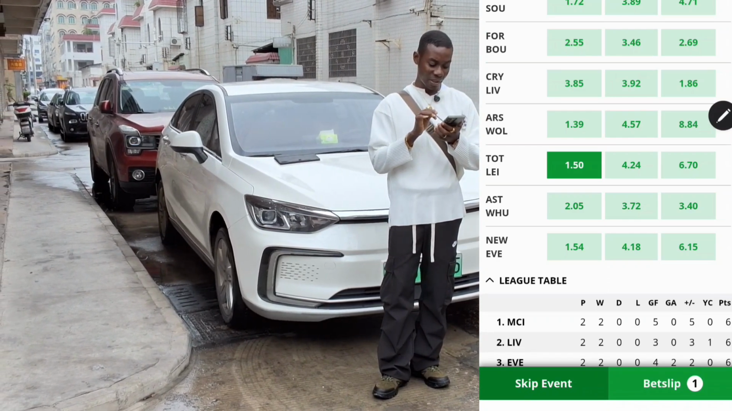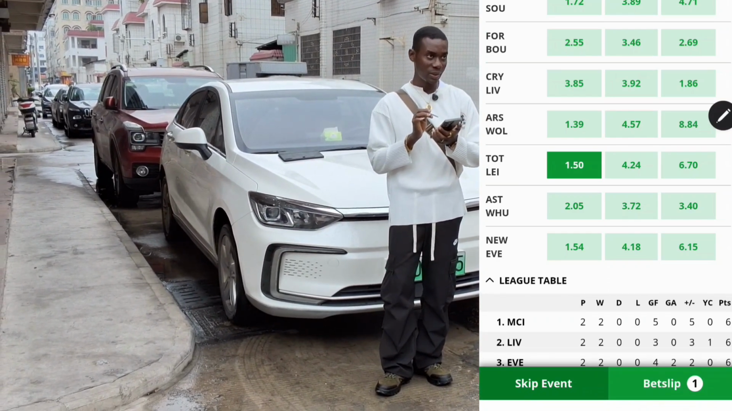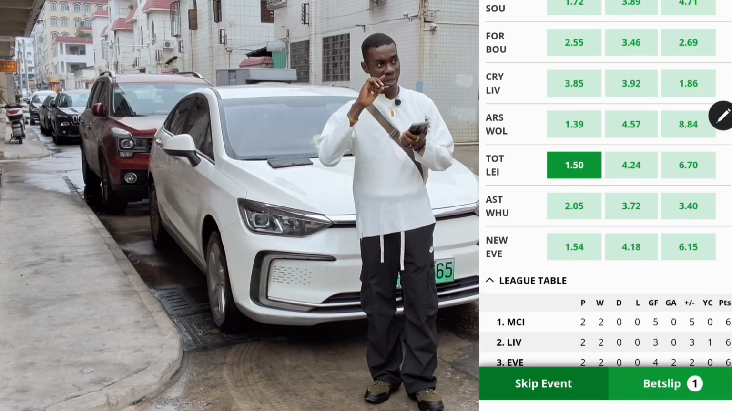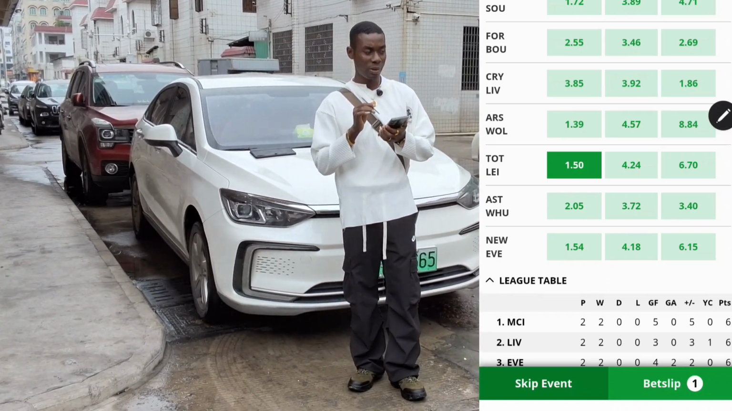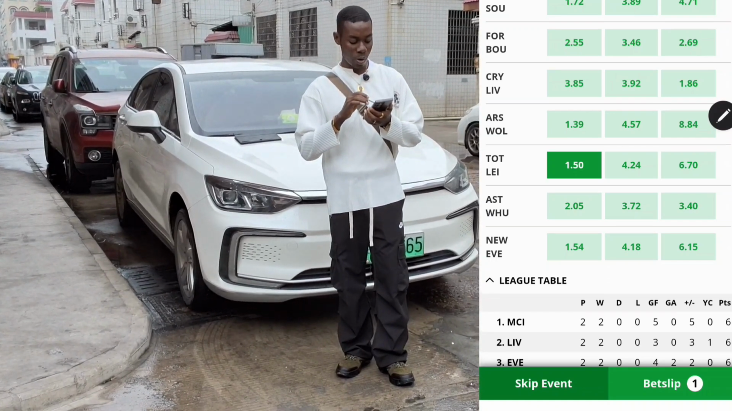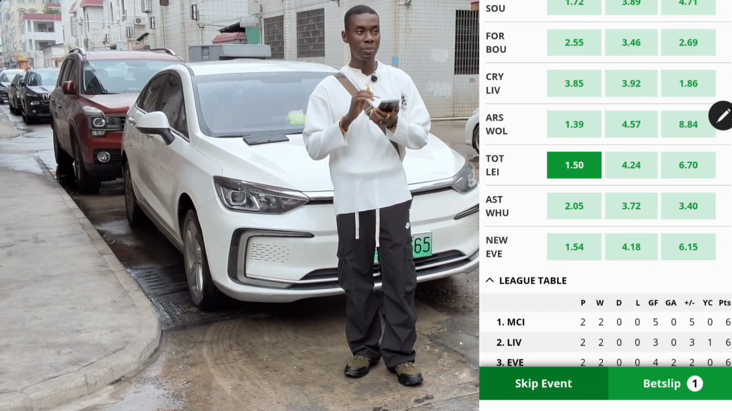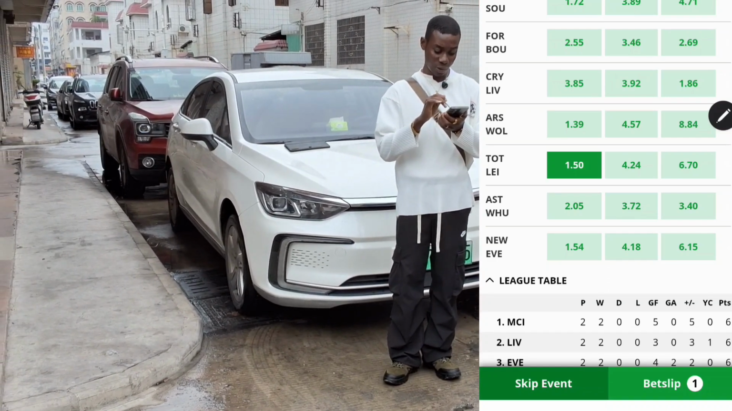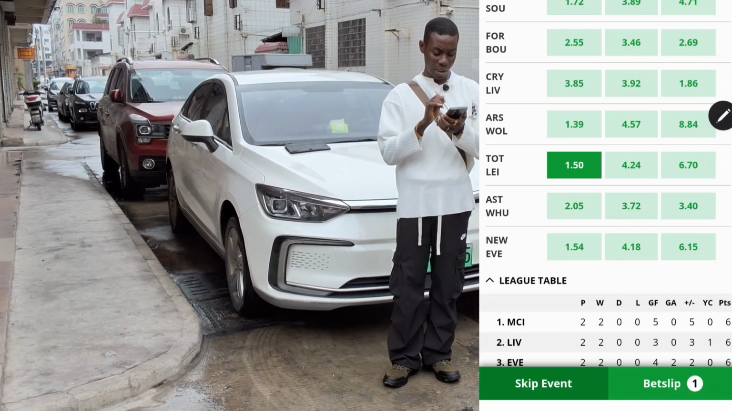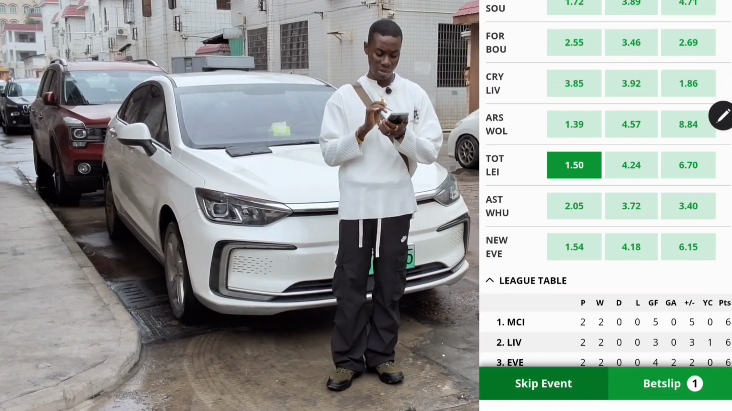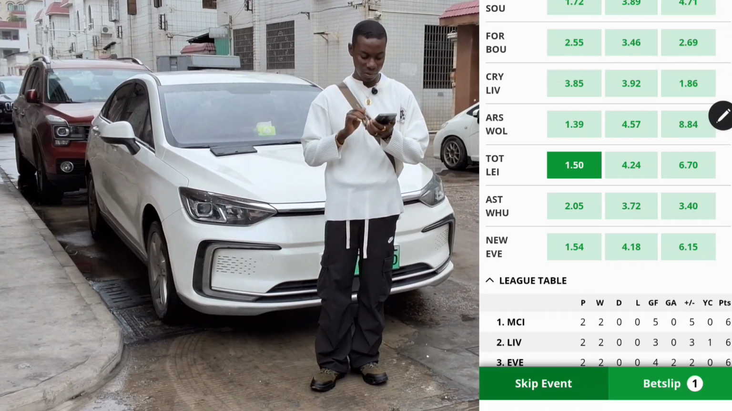Now we still have Everton playing with Newcastle. In a case whereby you have more than one option, all you have to do is very simple. You just go for the one with the lowest odd, okay? The minimum odd. That's the one you're going for. So I'm going to trade on this one. I'm trading in favor of Tottenham, that Tottenham is going to win against Leicester City, okay?